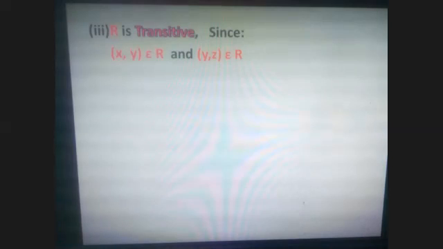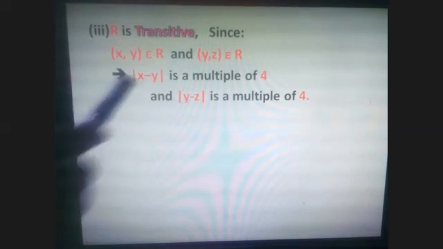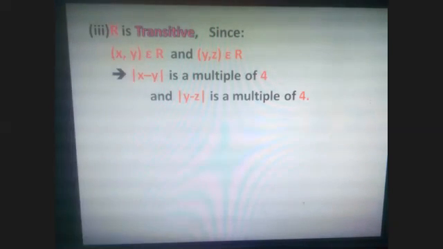R is transitive also. Why? Because (x, y) a member of R and (y, z) a member of R implies |x - y| is a multiple of 4 and |y - z| is a multiple of 4. How will you show |x - z| is a multiple of 4? We cannot add two moduli and get another modulus. That is not true. So let us proceed.